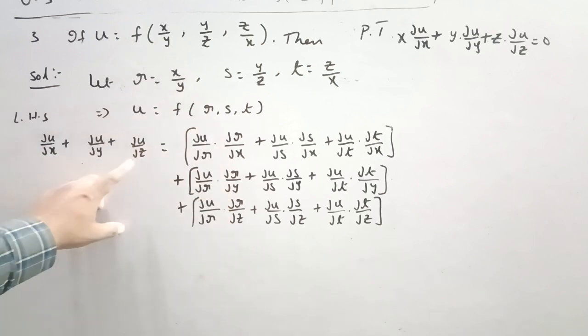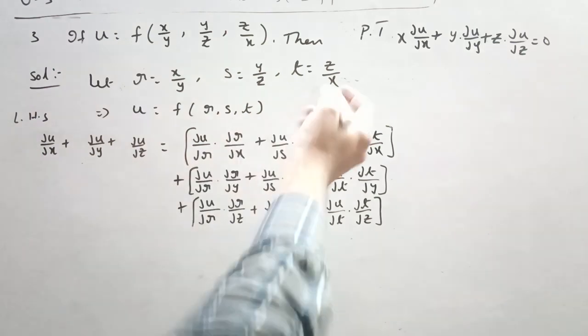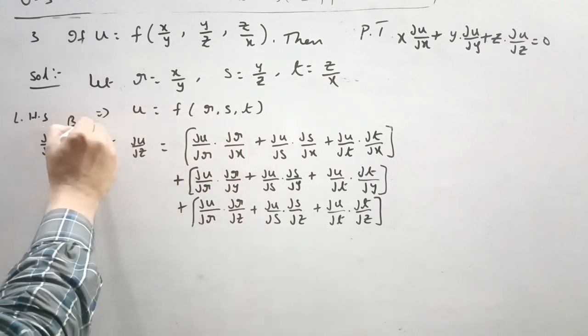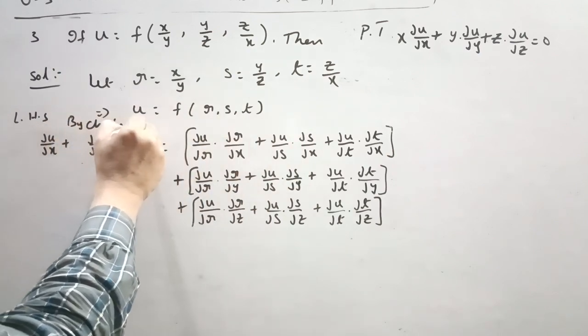Now ∂u/∂x, ∂u/∂y, ∂u/∂z using chain rule. By chain rule, if you want, you can write it. So I'll write it over here. By chain rule. Earlier I didn't write.